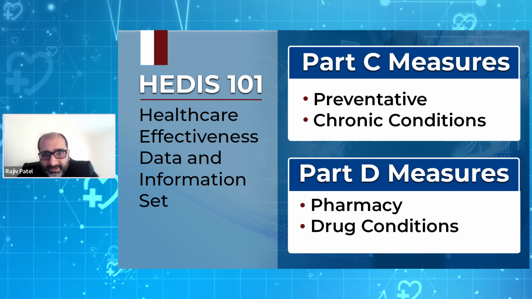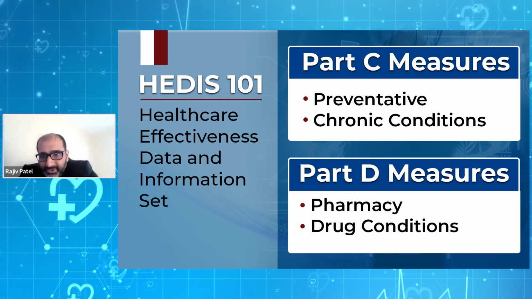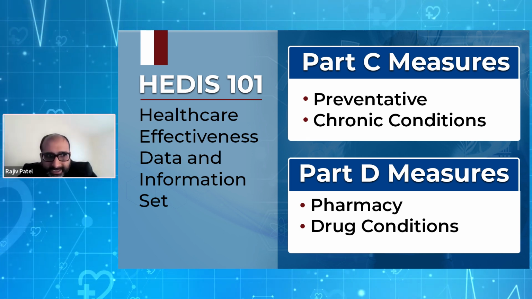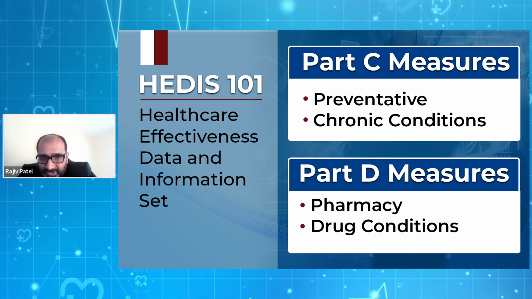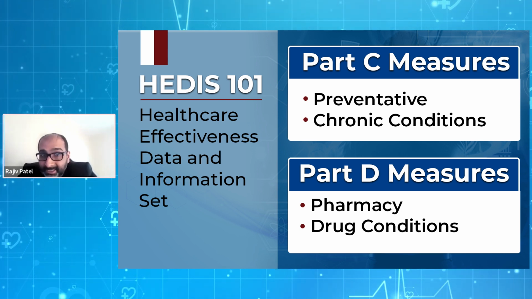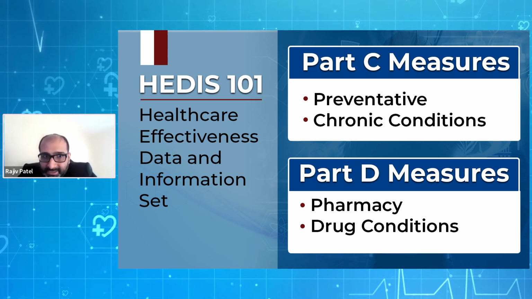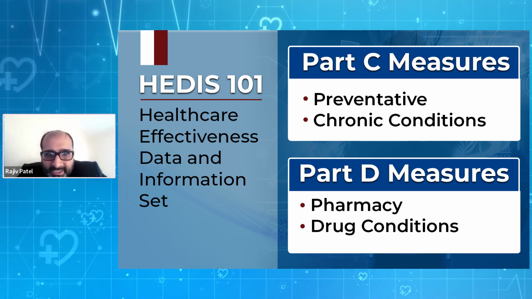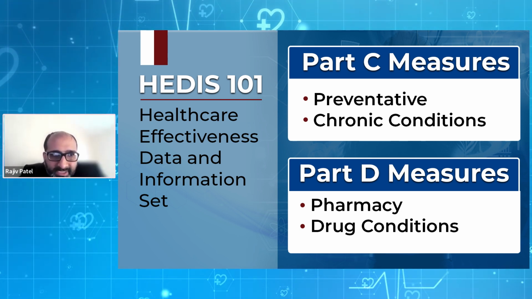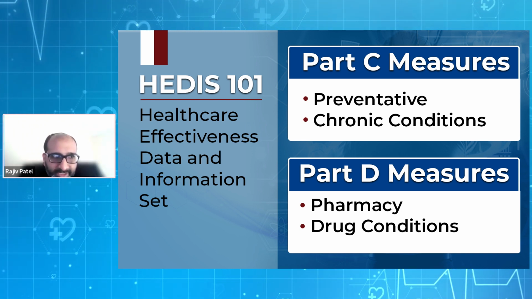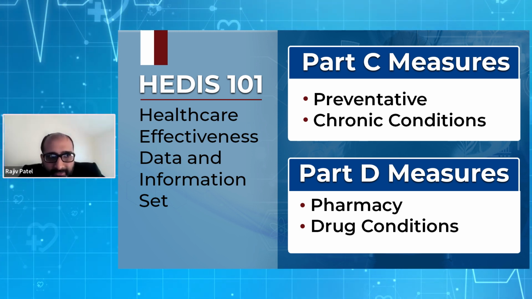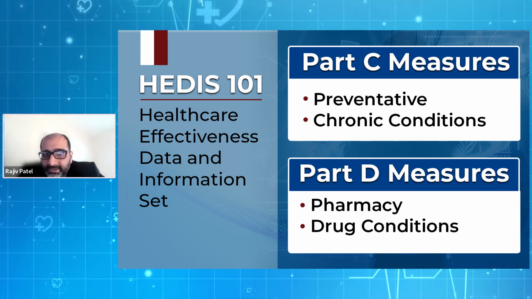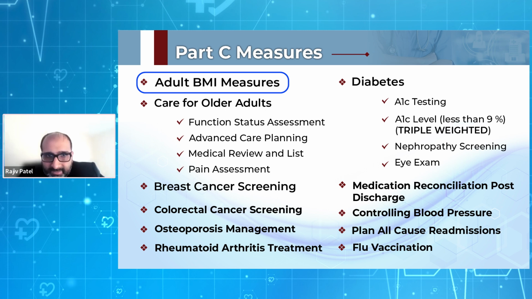So when it comes to Medicare, number one, as most know, there's Part A, Part B, Part C, Part D. Well, when it comes to HEDIS measures, there are specific measures that are built around Part C, which are prevention and chronic diseases. Part C measures, these are some of the more common measures that you will see. HEDIS really is just another variation of stars, and HEDIS measures are the measures that give you the star rating.